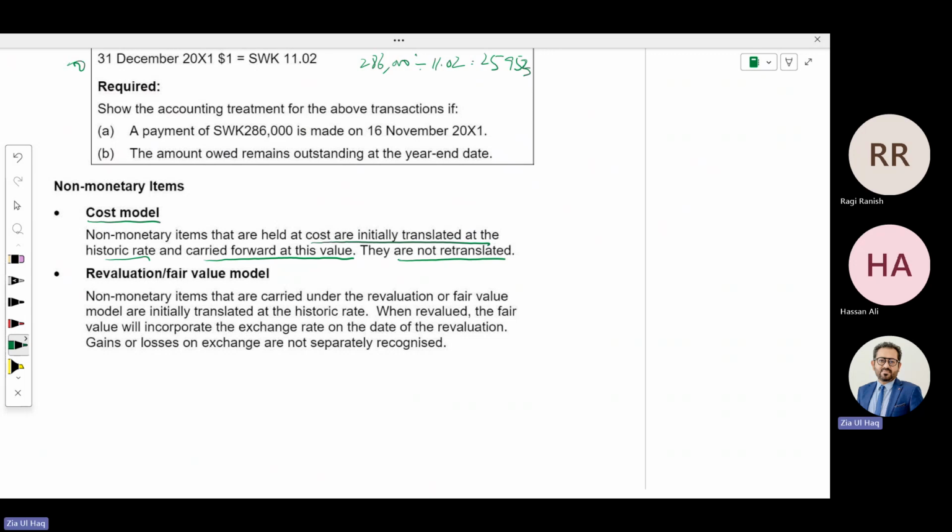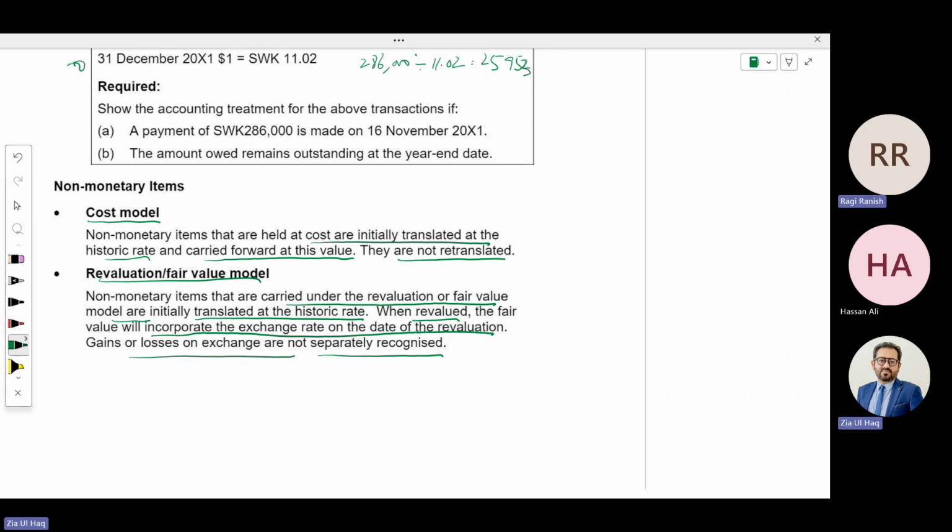If we are recording on revaluation basis, non-monetary items that are carried under the revaluation or fair value model are initially translated at the historic rate. And when revalued, the fair value will incorporate the exchange rate on the date of revaluation. At the time of revaluation, we need to retranslate using the current rate. And if there is any gain or loss that is not separately recognized, it should be charged to P&L.